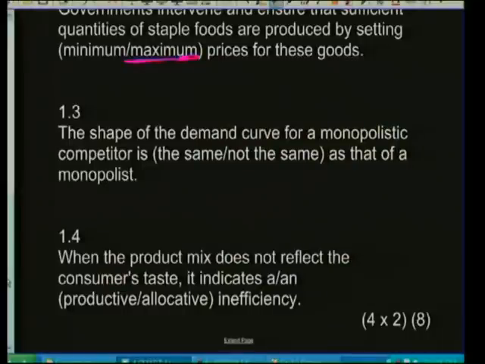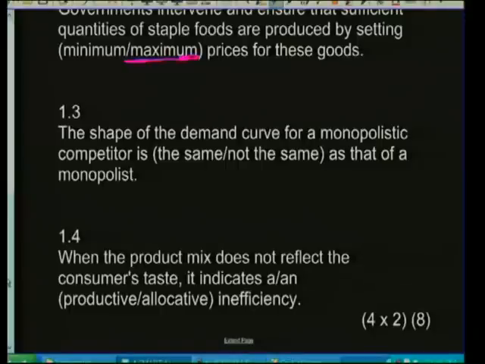Question 1.3. The shape of the demand curve for a monopolistic competitor is the same or not the same as that of the monopolist. The important thing here is that you need to understand the difference between the monopolist and monopolistic competition. With the monopolist, there's only one supplier of the product, and the product is unique. So it's very difficult for other businesses to enter the market.